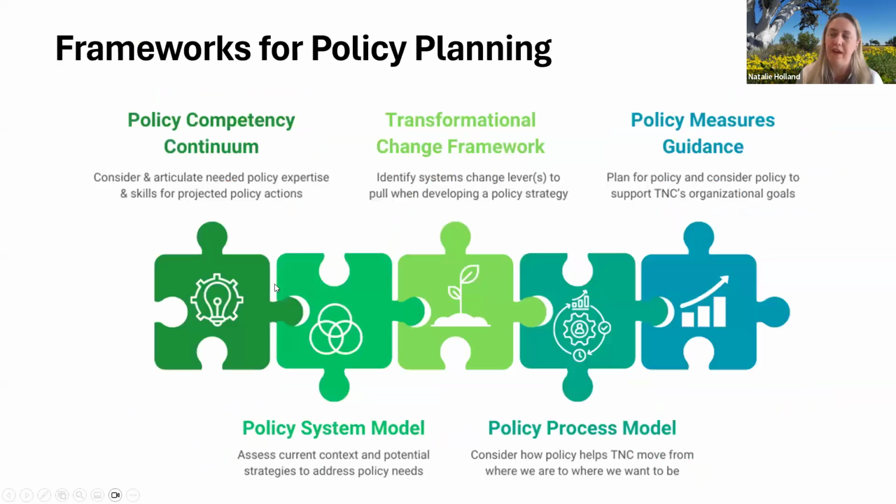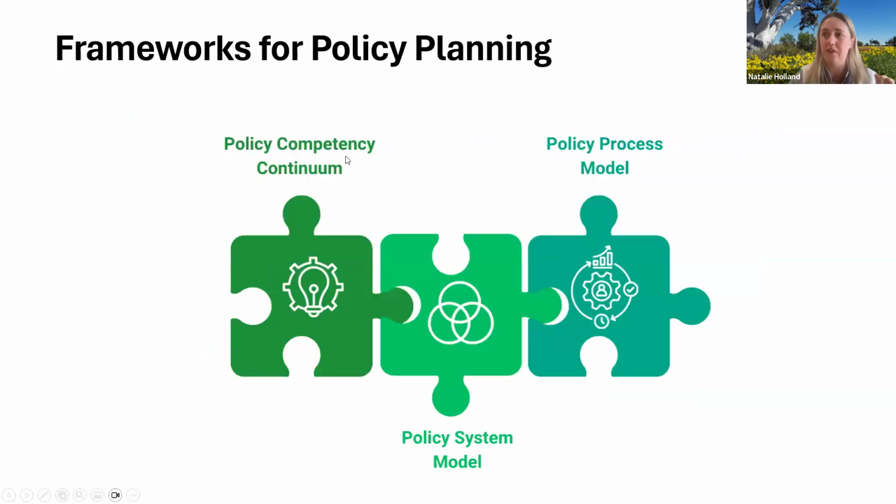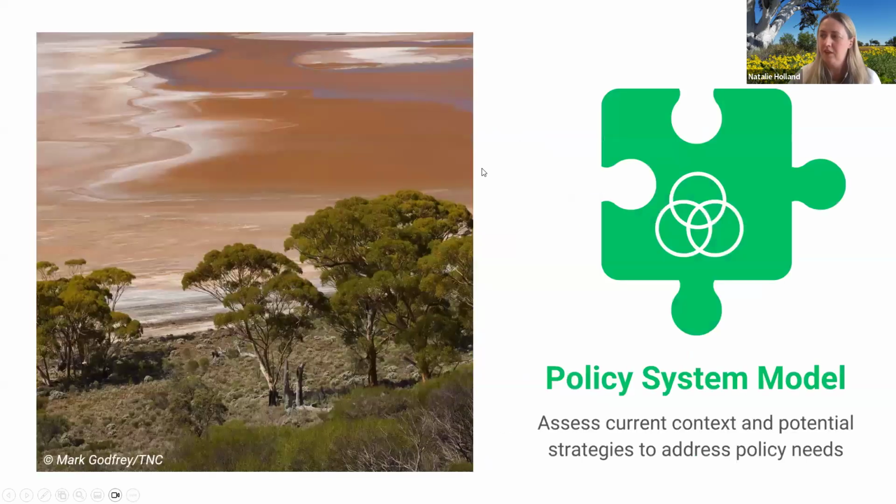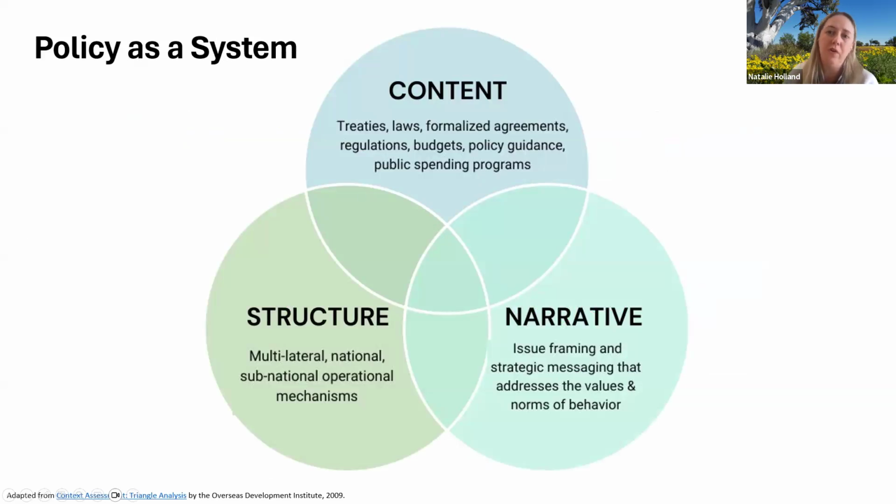So these are the 5 frameworks that our team has been working on developing. I'm going to take you through 3 of those today. And so that's the policy competency continuum, policy system model, and the policy process model. So firstly, the policy system model. This model is actually adapted from the Overseas Development Institute, and we use this model to think about policy as a system that is made up of components that fall into 3 basic categories. One is content, the other is structure, and the final is narrative.